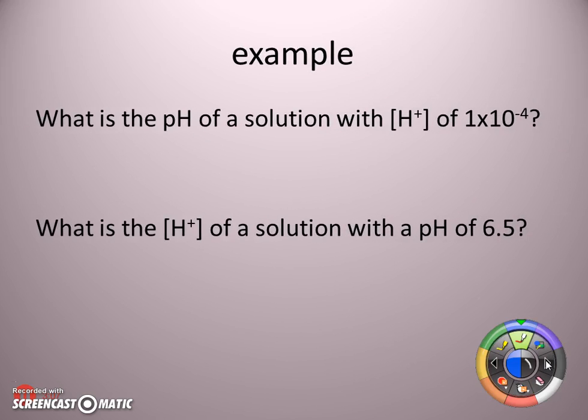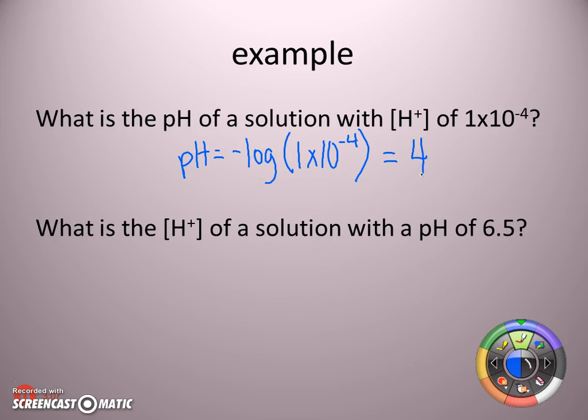So what is the pH of a solution with a hydrogen concentration of 1 times 10 to the negative 4? So you're going to do pH equals negative log 1 times 10 to the negative 4. When you type that in your calculator, you should get your answer of 4.